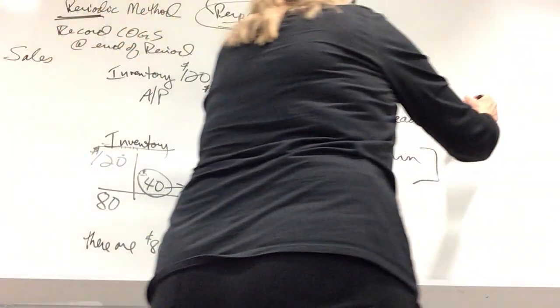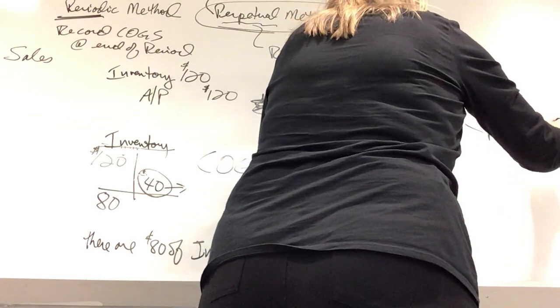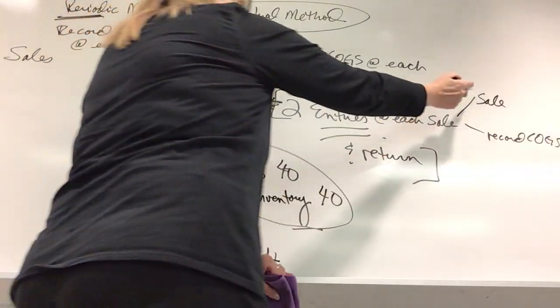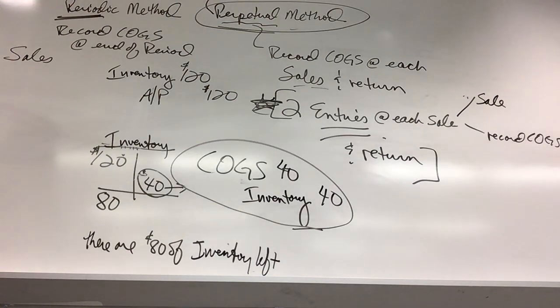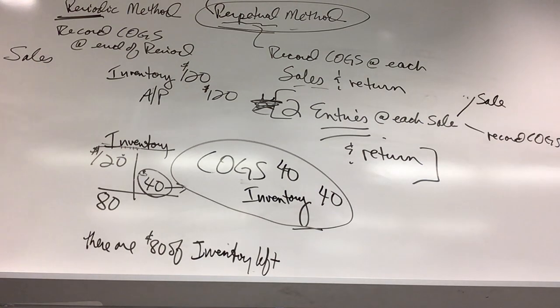One for the sale, and one to record cost of goods sold, right? So at each sale, we're going to record the sale, and then, I already erased the sale, that's just going to be accounts receivable and sales, and then we're going to record this cost of goods sold at each sale, okay? So perpetual inventory method, I need 2 entries at each sale and return. Not each purchase, just each sale, okay? So if you can remember that, then this is going to be pretty straightforward.